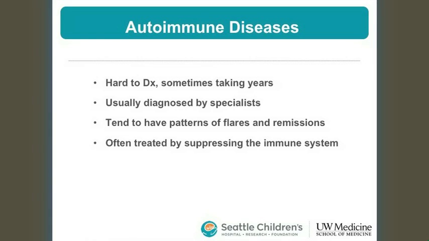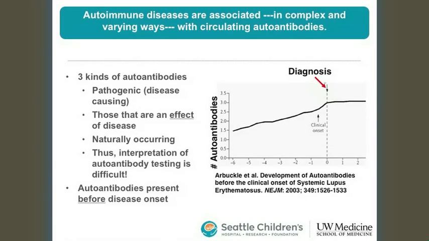They're often treated by some form of suppressing your immune system, some form of stopping the attack on yourself. Now, autoimmune diseases are associated in very complex ways with circulating autoantibodies in general. So there's three kinds of autoantibodies. Pathogenic, meaning they cause disease. I have a list of those in the next slide, so I'll defer talking about them.